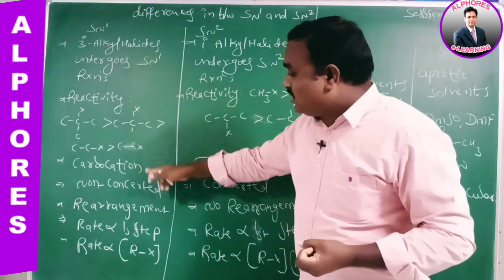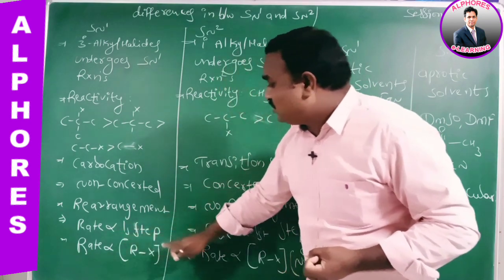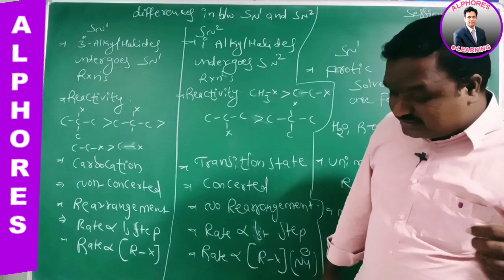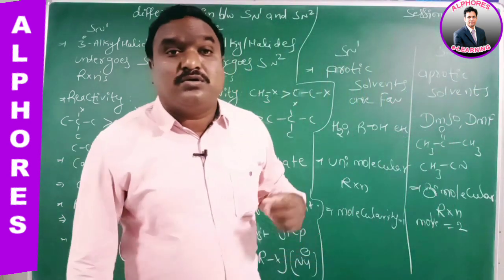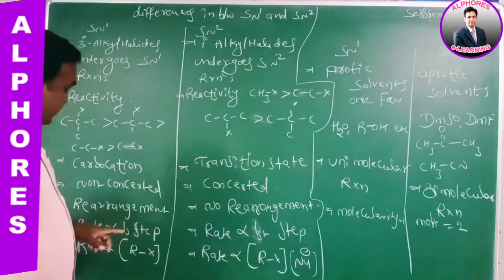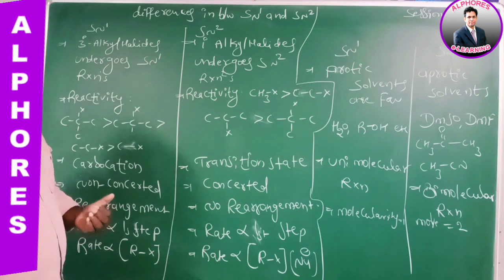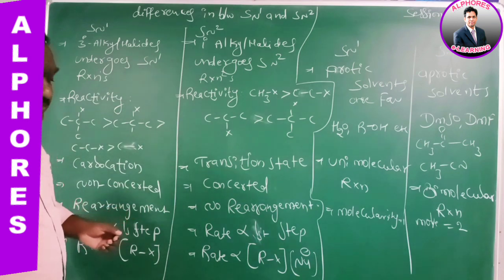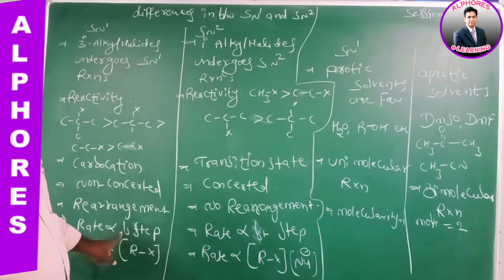In unimolecular nucleophilic substitution reactions, the rate is directly proportional to the first step. How do you know that? The first step, according to the mechanism, is the slow step. That's why we have to take the first step only in this case. So the rate is directly proportional to the first step.